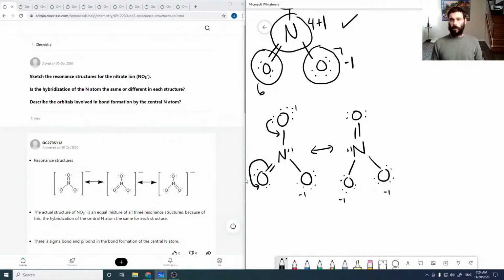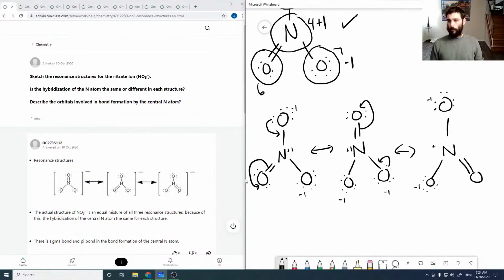And then we can do this game again. So we can move this up and move this down and get another resonance structure. And again, the charges have now moved. But this is still viable.